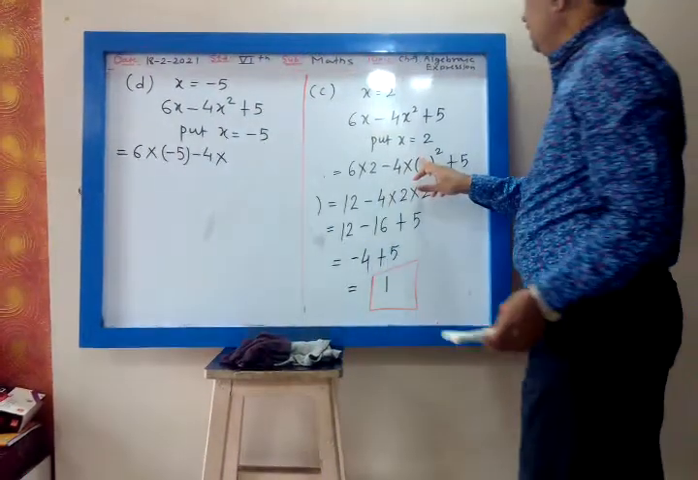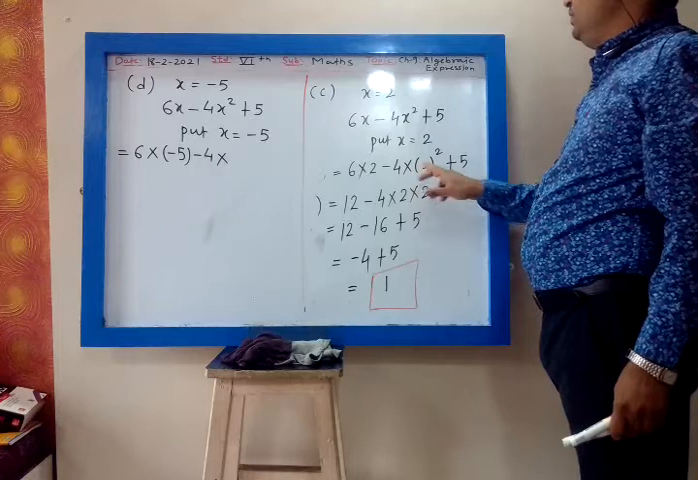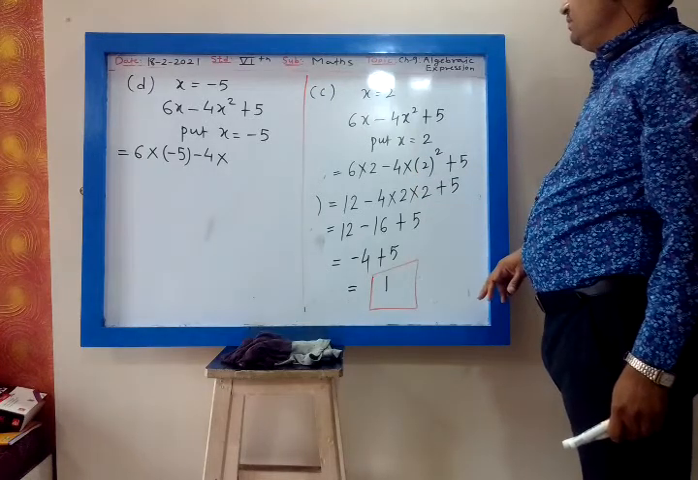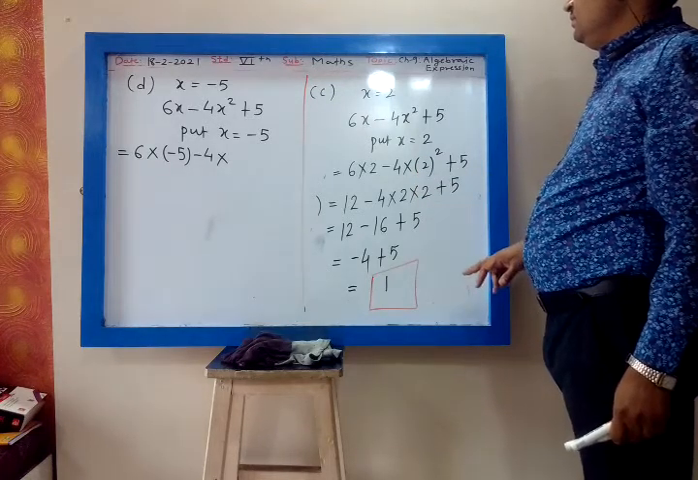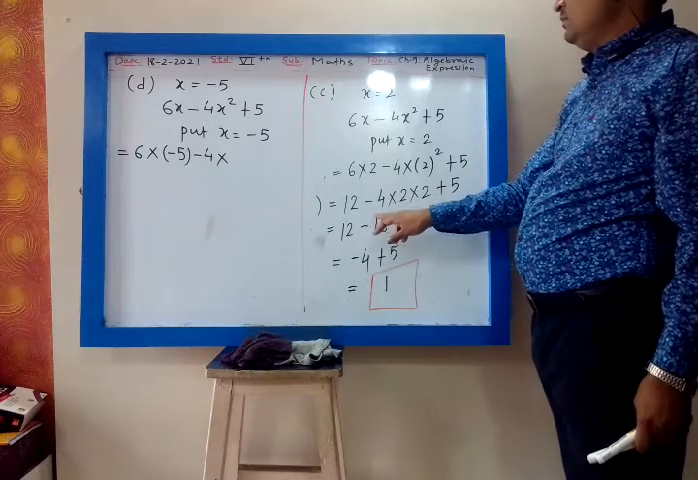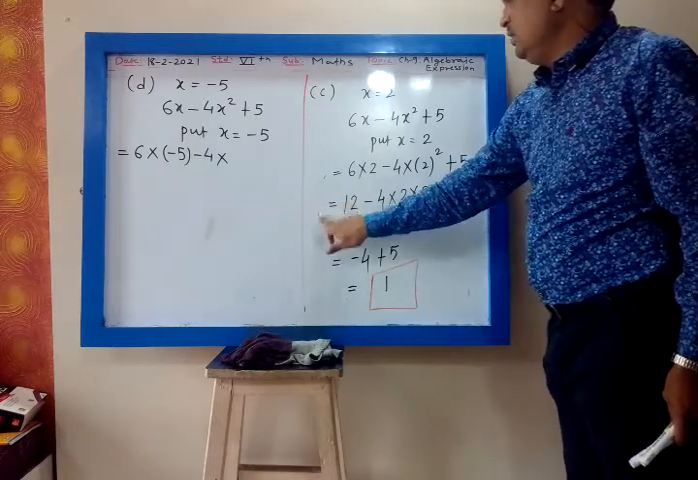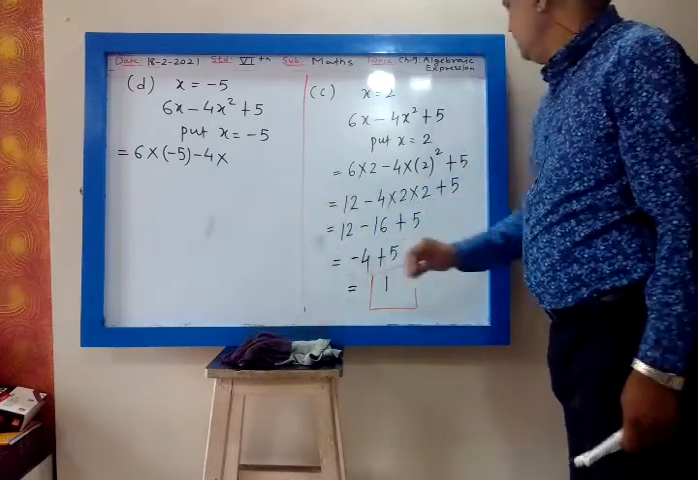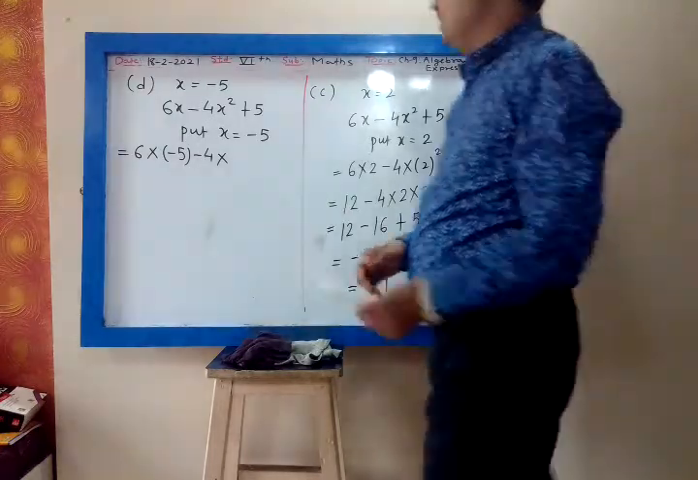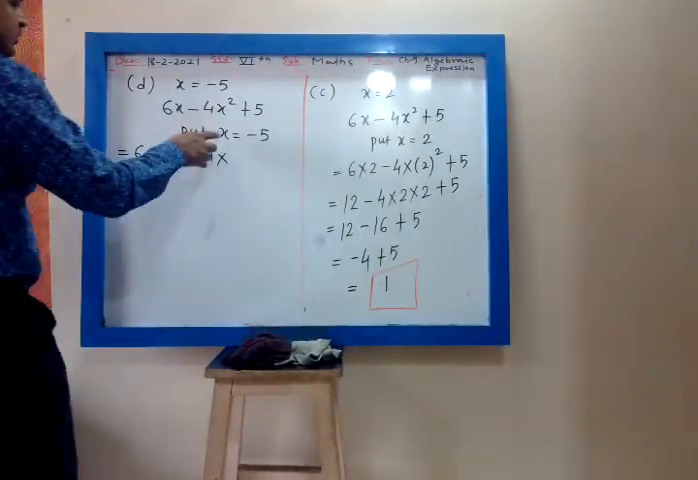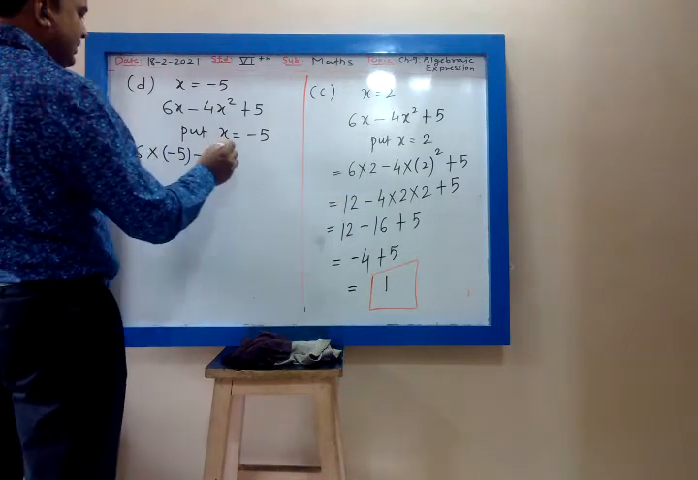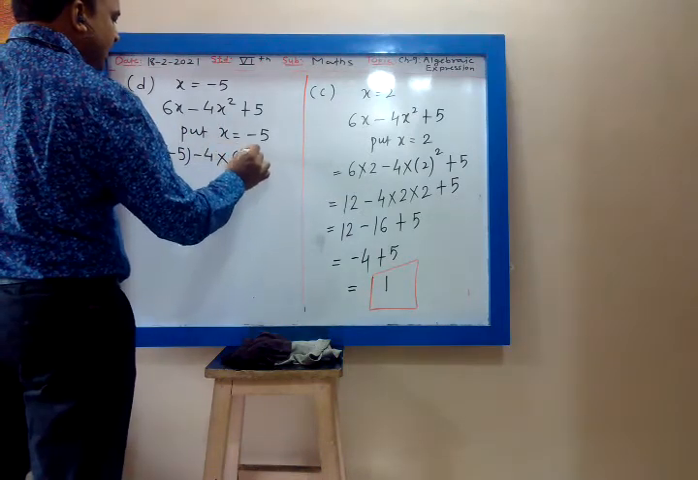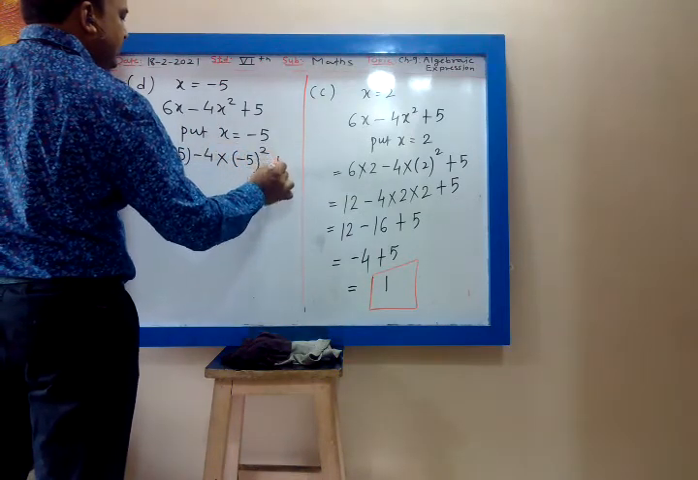No, there is no closing bracket, my dear. There is no closing bracket. 4 into x square, x is minus 5. Minus 5 square plus 5.